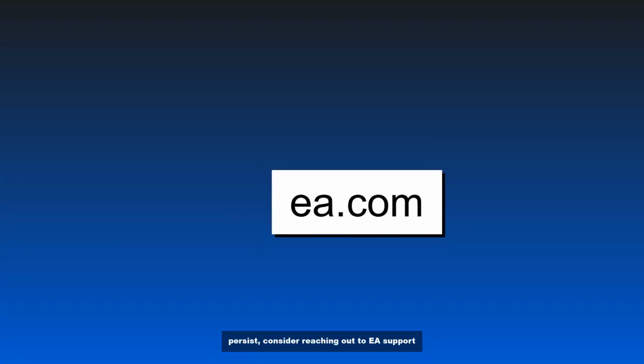By following these steps, you should be able to resolve the loading screen issue and enjoy playing Apex Legends again. If problems persist, consider reaching out to EA support for further assistance.